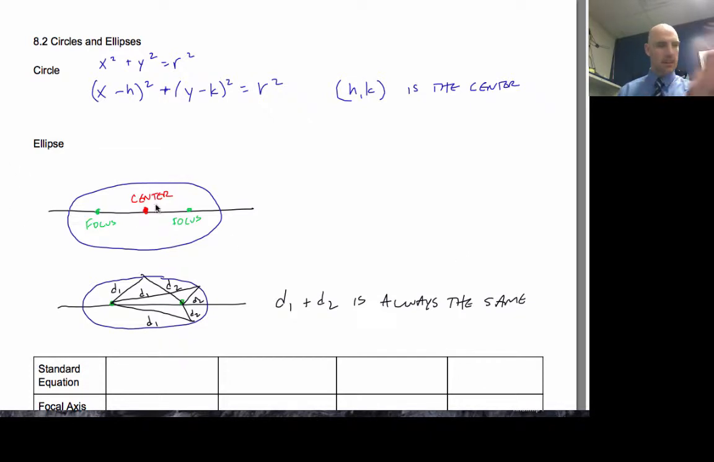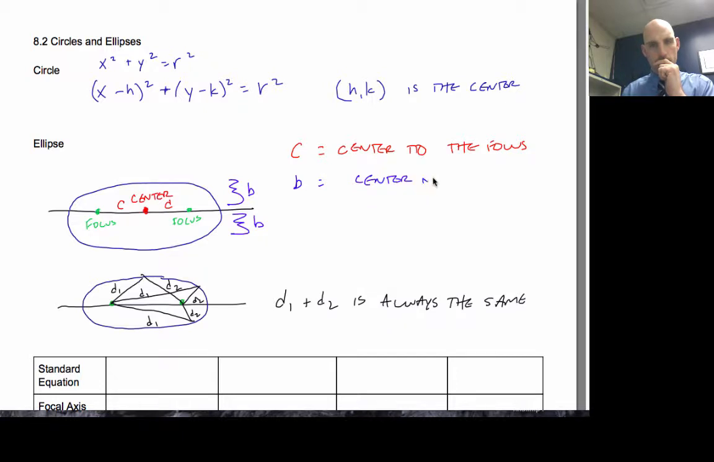As we look at this ellipse up here that I drew, a couple of distances become very important. There's a distance here from the center to the focus. That's distance C. C is the center to the focus. There's a distance, and I'm going to label it in blue here. It's B. It's the center to the outside on the minor axis.